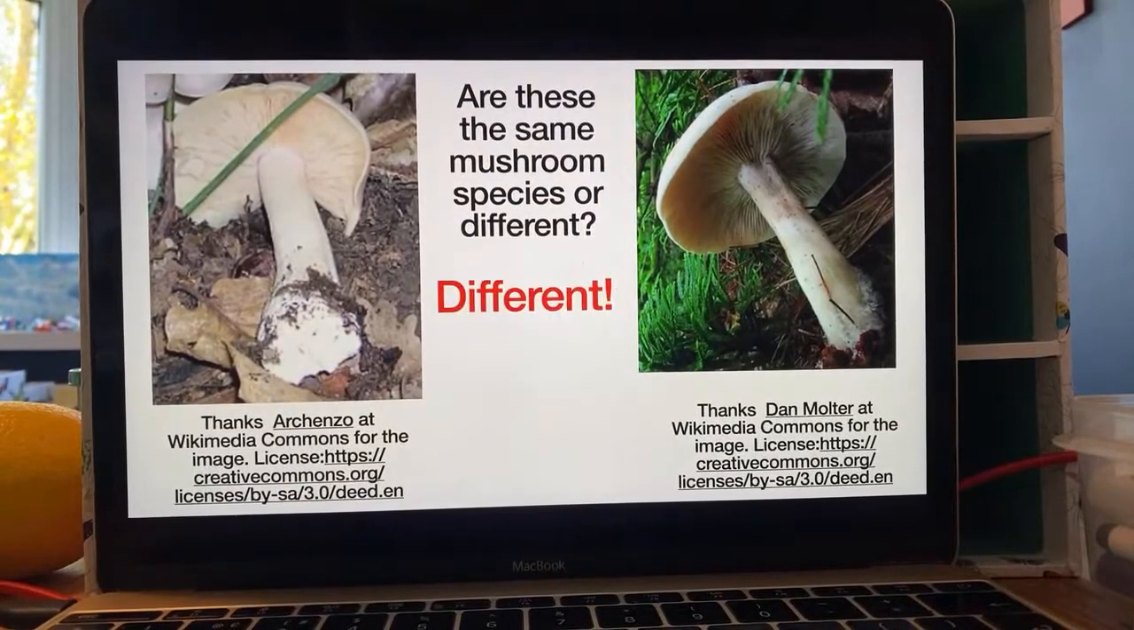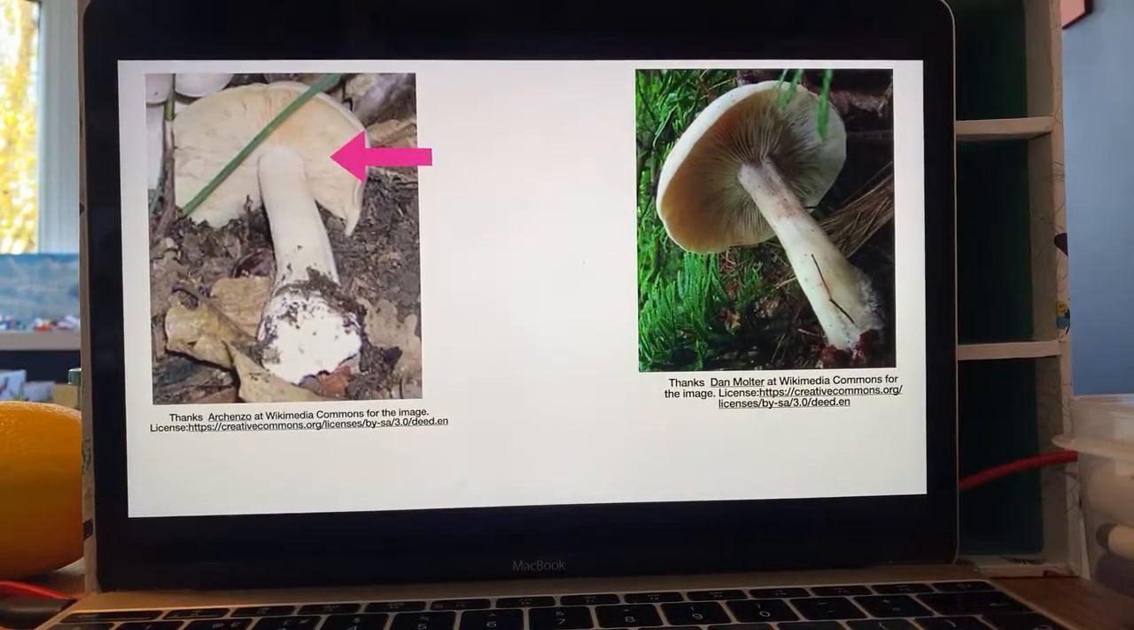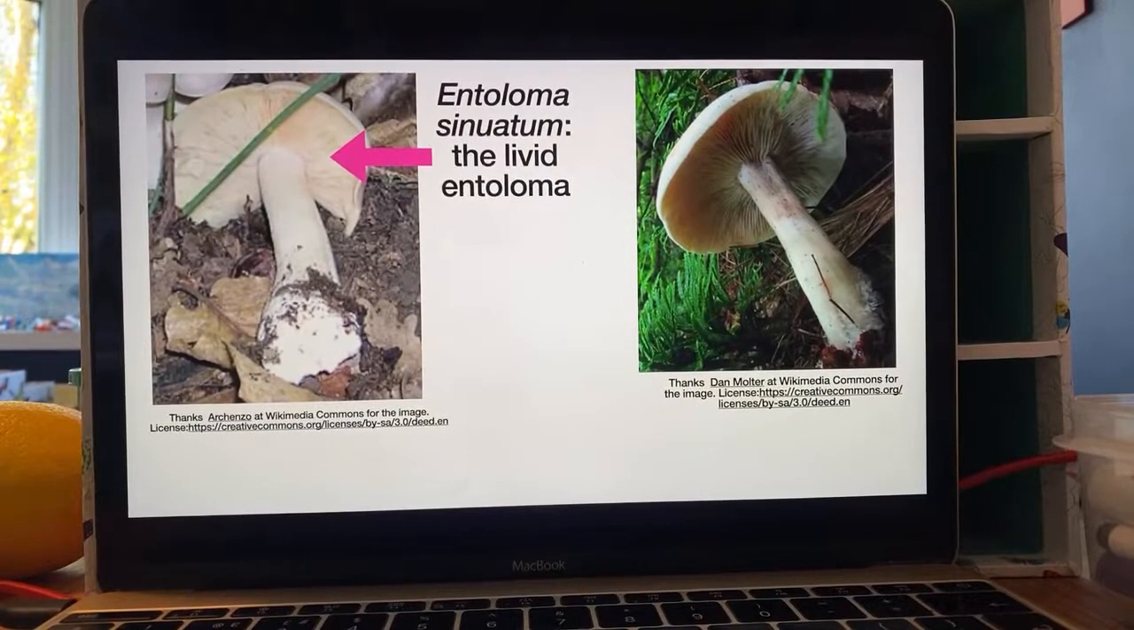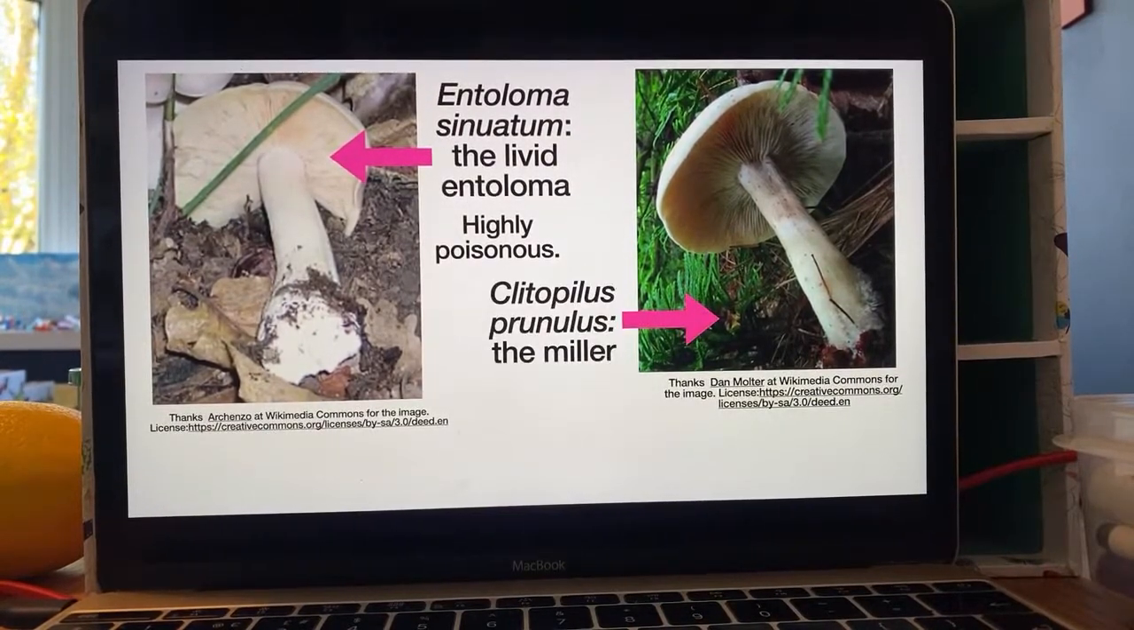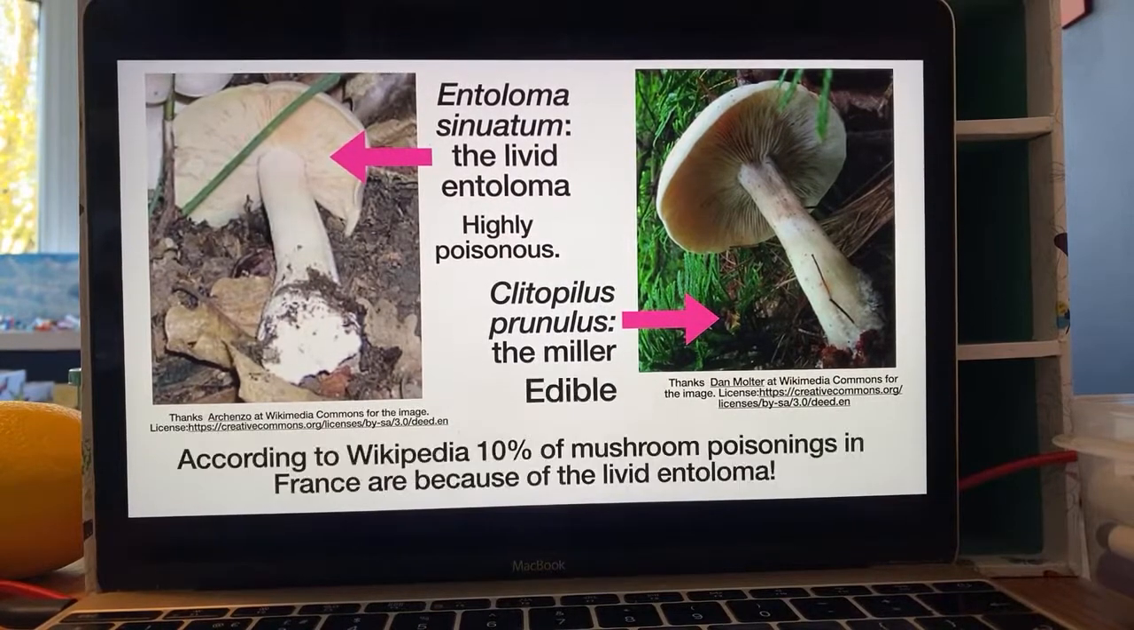They are different species. What? How on earth would you tell the difference between those mushrooms if you found them in the wild? They even grow next to each other. And because life hates us, one of them is incredibly poisonous and the other one is edible. The one on the left is called the livid entoloma and it is highly poisonous. And the one on the right is called the miller and is edible.